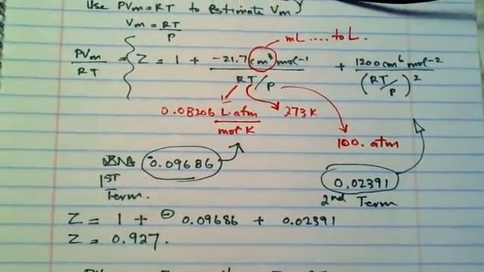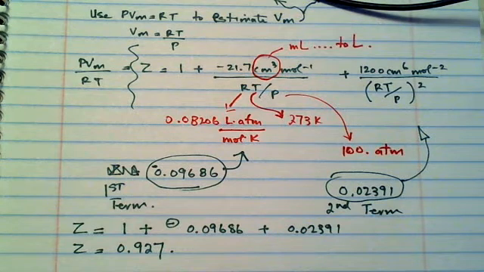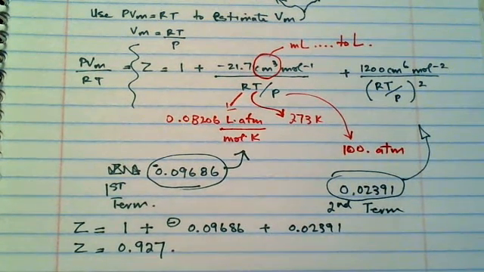So then my value for Z is 1 plus my negative 0.09686 plus the 0.02391. And that comes out, now I'm going to trim it back to 3 sig figs, 0.927. That is the value of my compression factor. And if I were asked to make a comment on whether the repulsive or attractive forces are dominating, in this instance, I would conclude that it is the attractive forces, and that's because my Z is less than 1. So my compression factor less than 1, easily compressed gas under these conditions.